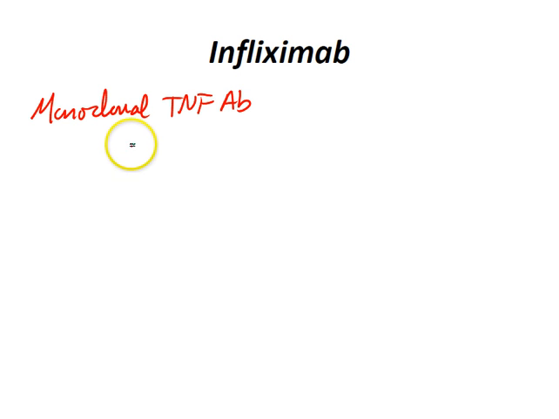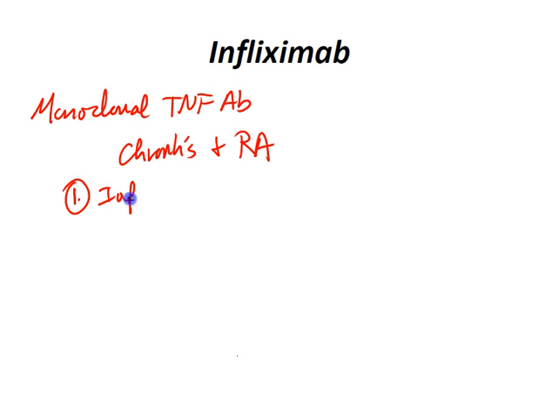Used in what? Crohn's and RA, rheumatoid arthritis. Toxicity related to changes in immune function or reaction to a foreign antibody include infections, fever, and hypotension. Number 1, infection. 2, fever. 3, hypotension.